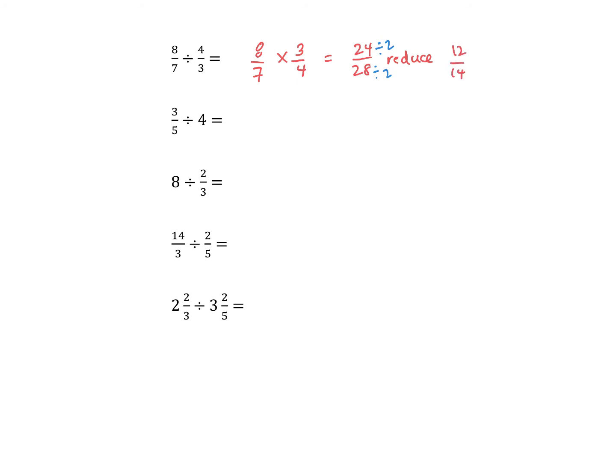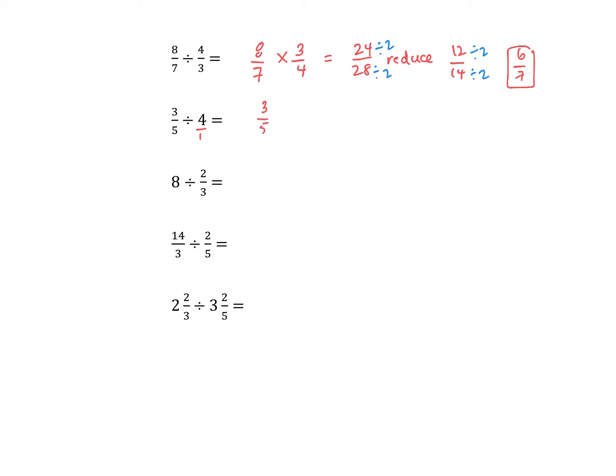That's 12 over 14. Again, they're even, so I could divide by 2 again. And then I have it in lowest terms. So keep reducing until you can't go any further. Any whole numbers over 1.